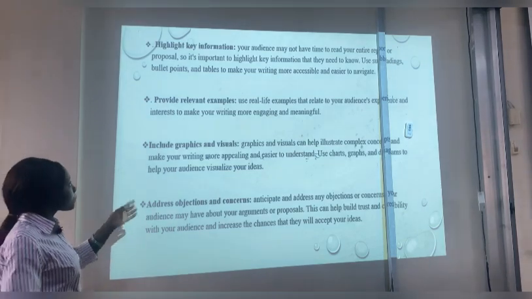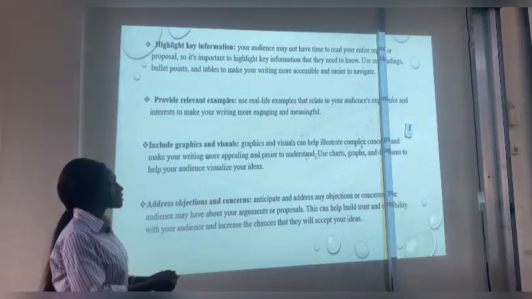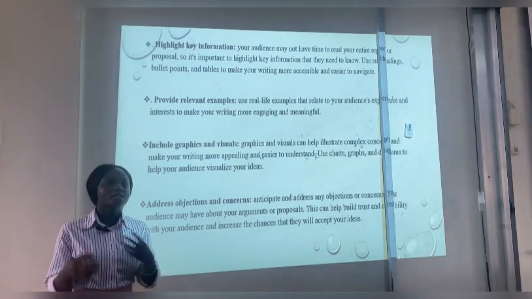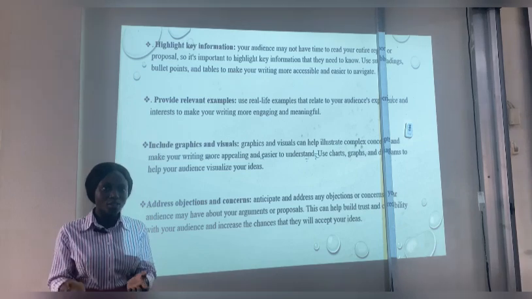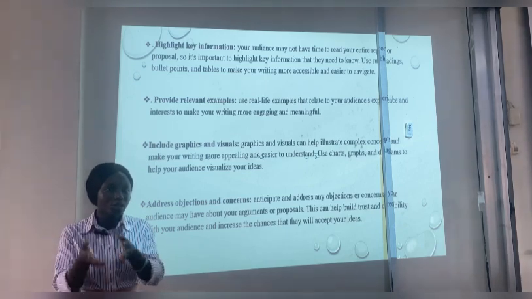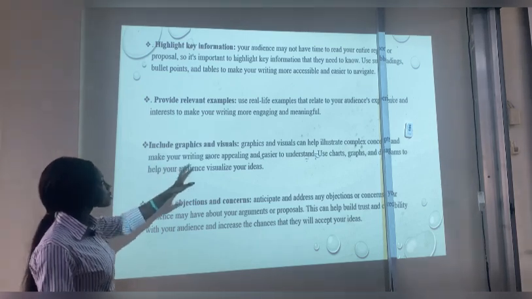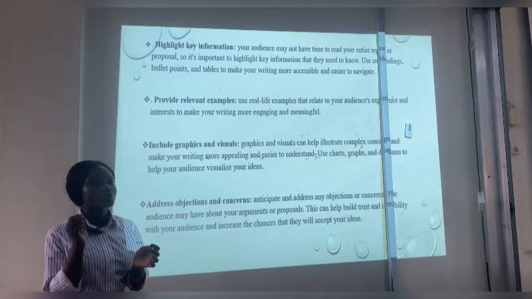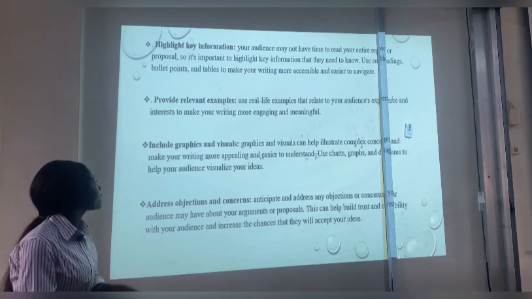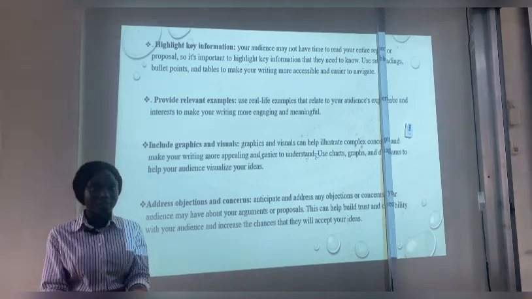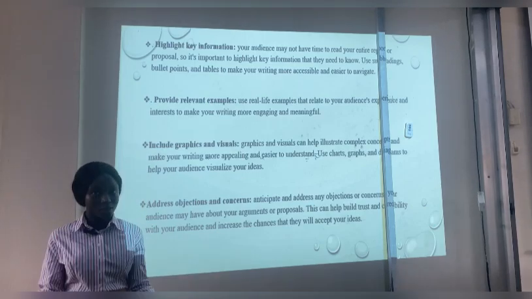The next point is to provide relevant examples. Use real life scenarios when you are writing. That will make your audience more attracted to what they are reading. Another one is to include graphics and visuals. This helps to illustrate complex parts, and it makes your writing more appealing. It makes it simpler for them to understand.